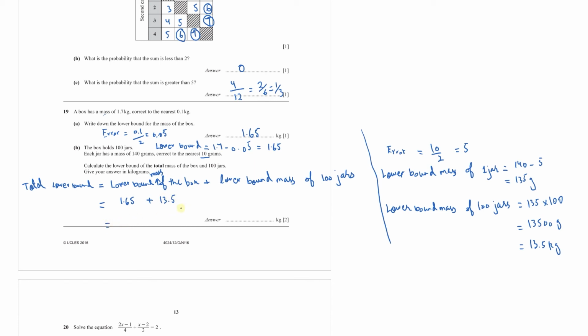So if I add these together, let me add 13.5 plus 1.65. So I'll add a 0 here. 5, 6 plus 5 is 11, 1 carry, 3, 4, 5, and the decimal here, 15.15. So your answer would be 15.15 kg.